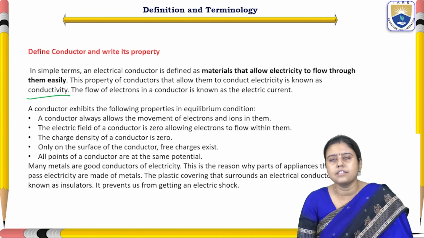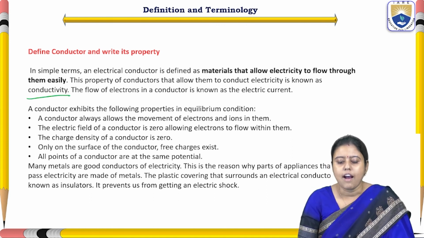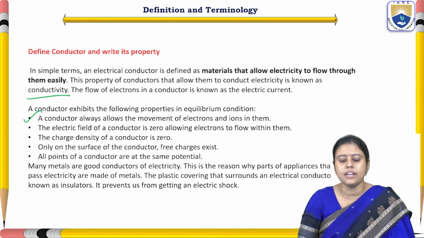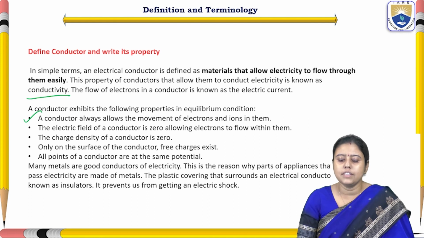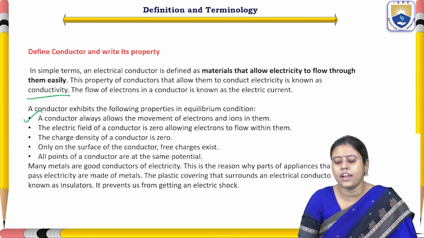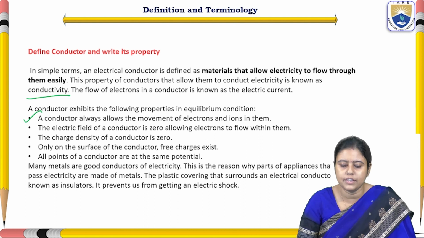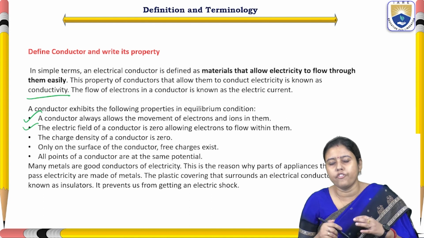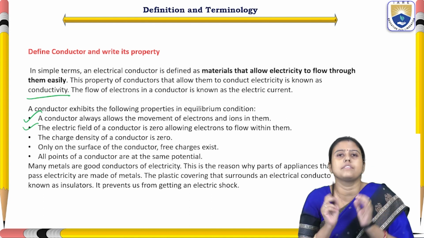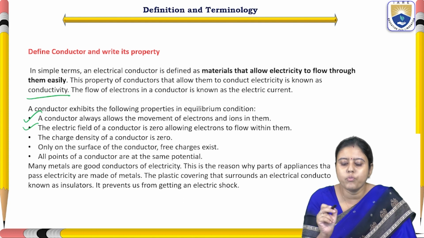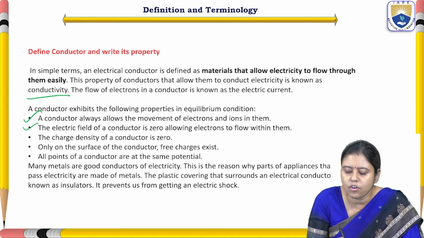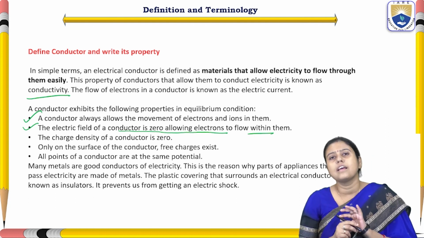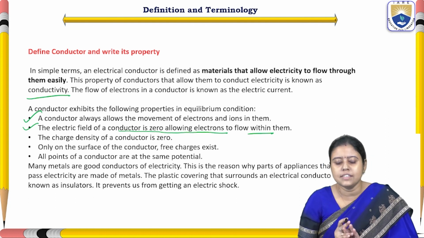A conductor exhibits the following properties. A conductor always allows the movement of electrons and ions in it. The electric field inside a conductor is zero, allowing electrons to flow within it. Why? The general tendency of the flux is to lie outside of the surface of the conductor. So within the conductor it is zero. Inside, mathematically, the charge is zero.